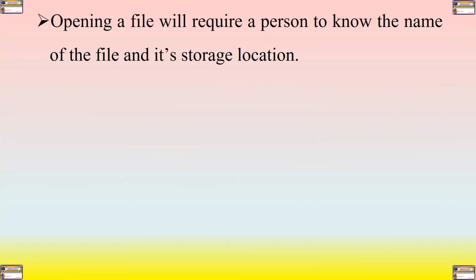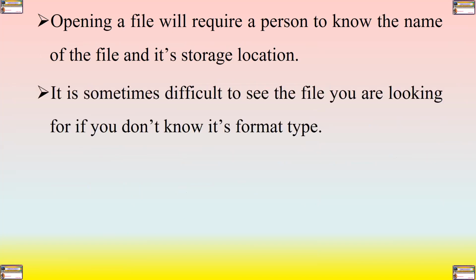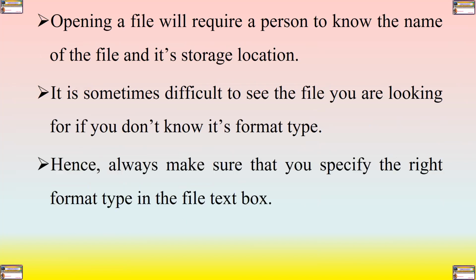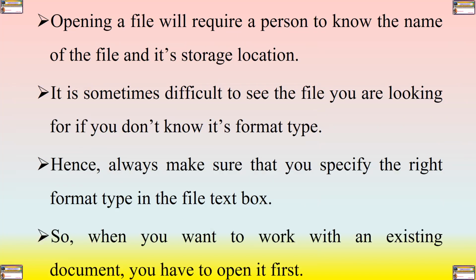Opening a file will require a person to know the name of the file and its storage location. It is sometimes difficult to see the file you are looking for if you don't know its format type. Therefore, always make sure that you specify the right format type in the file toolbox or in the file text box. So, when you want to work with an existing document, for example, if you want to edit it like what we want to do in this presentation, you should always open that file first.